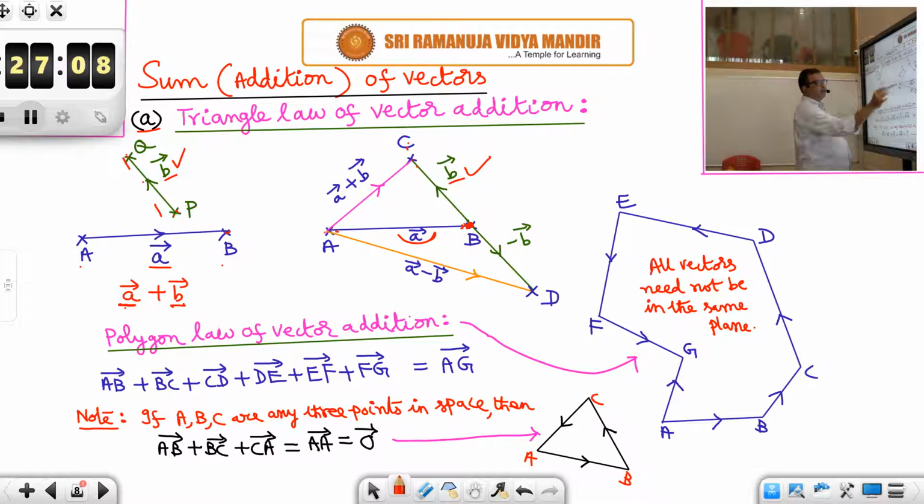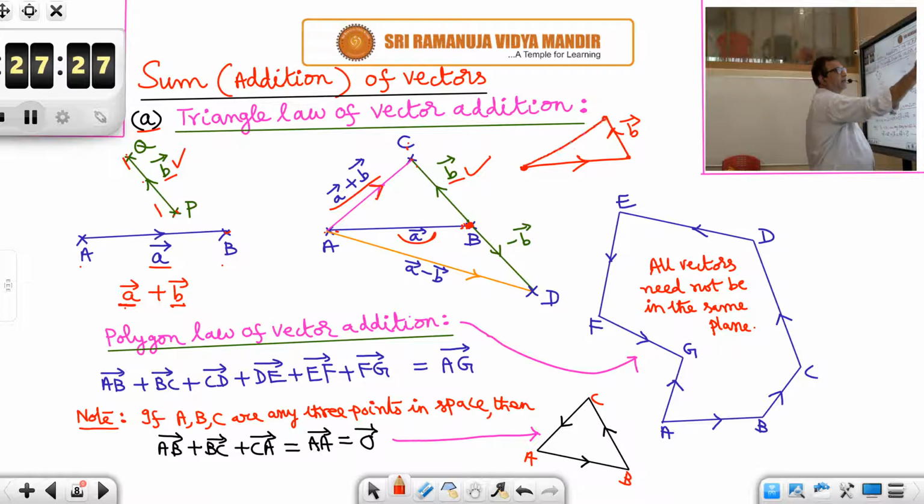Then join and put an arrow. Then that will give you a bar plus b bar. Okay. First vector, no change. At the terminal point of the first vector, you take the initial point of the second vector. First vector initial point, second vector terminal point, you join them, then that is nothing but a bar plus b bar. That is the triangle law of addition of vectors.